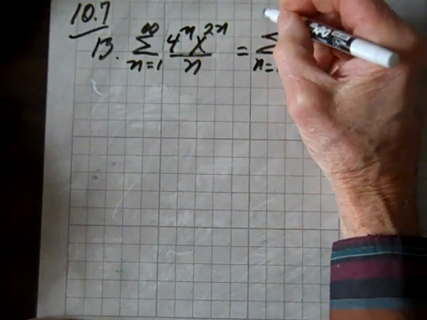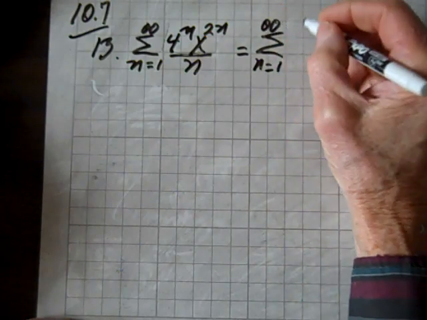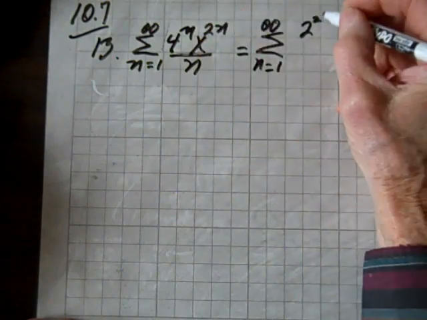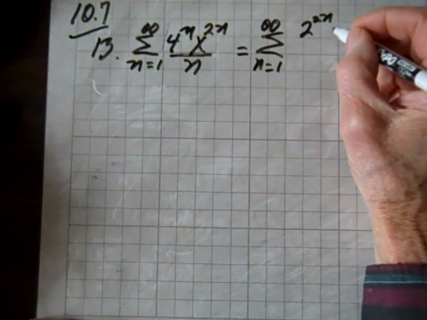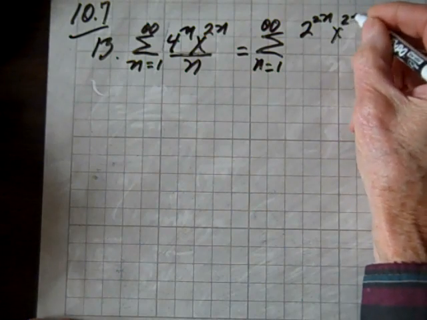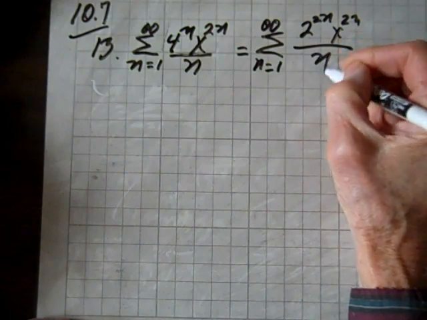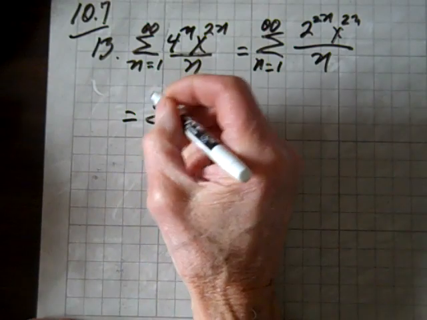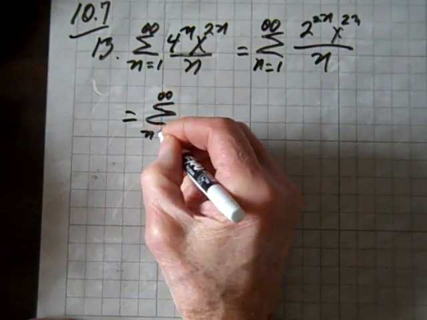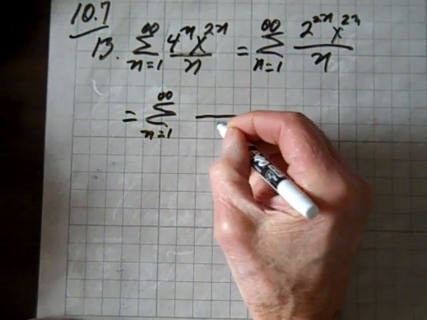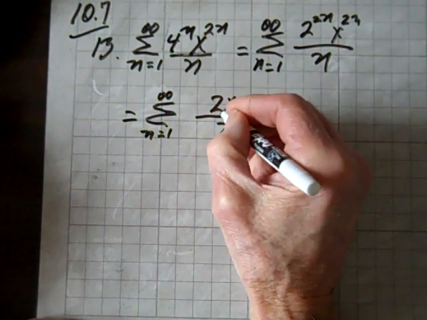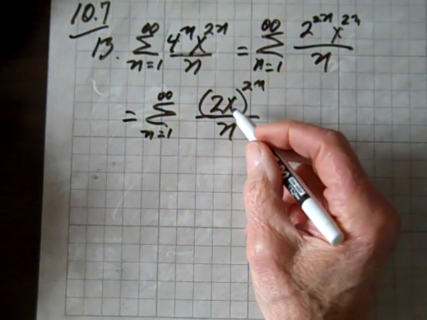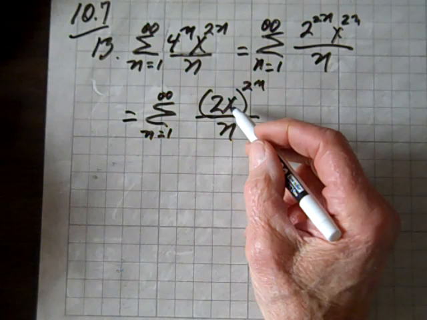in a form that might assist us, and that's 4 is the same as 2 squared to the nth power. That gives us 2 to the 2nth, x to the 2nth over n. And this equals, if we combine these two bases on the top, what we get is (2x) to the 2n.